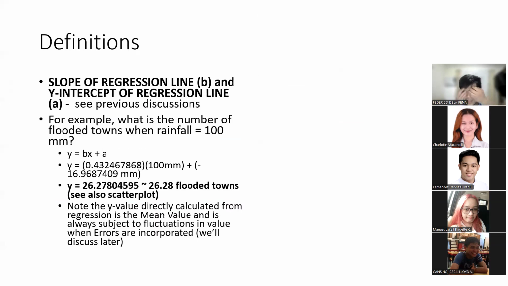Right, let's just define these outputs. So again, you're already familiar with the slope and the y-intercept. I'm not going to expound on that any further. Now let's just have an example. What is the number of flooded towns when the rainfall is 100 millimeters?